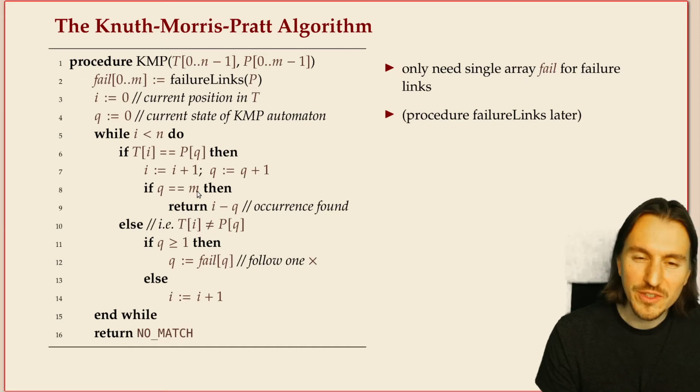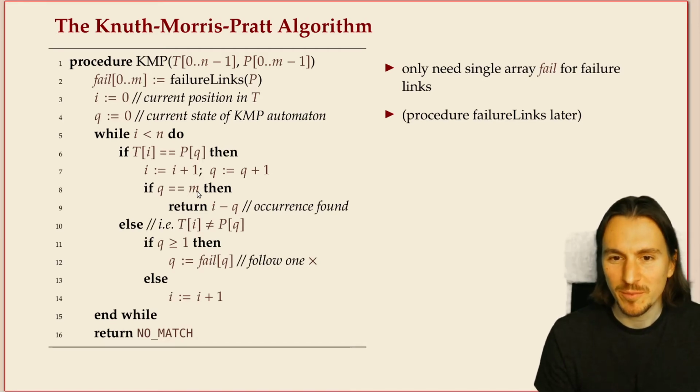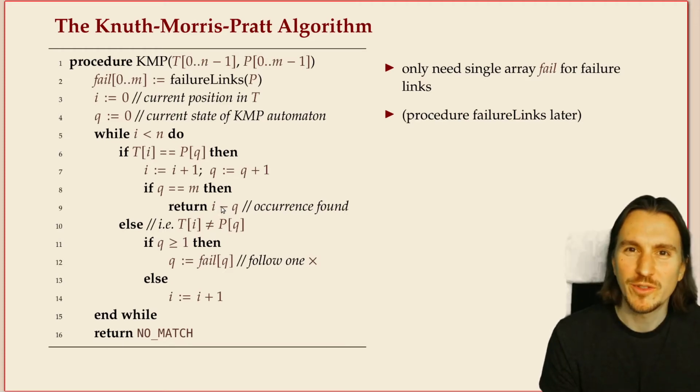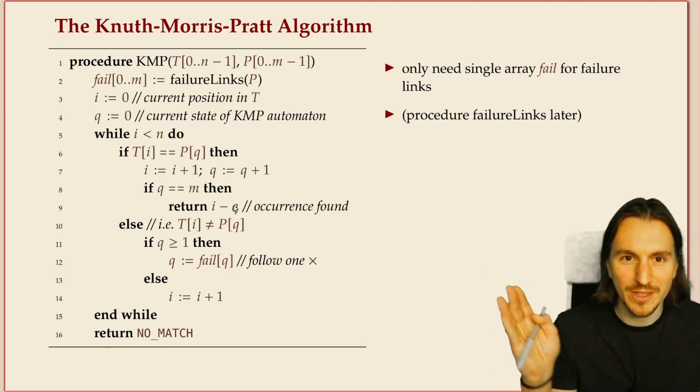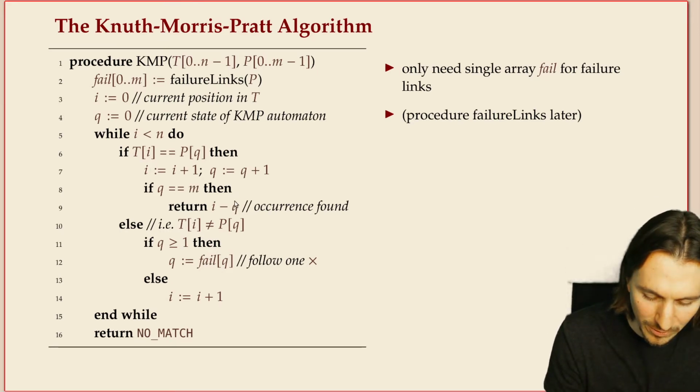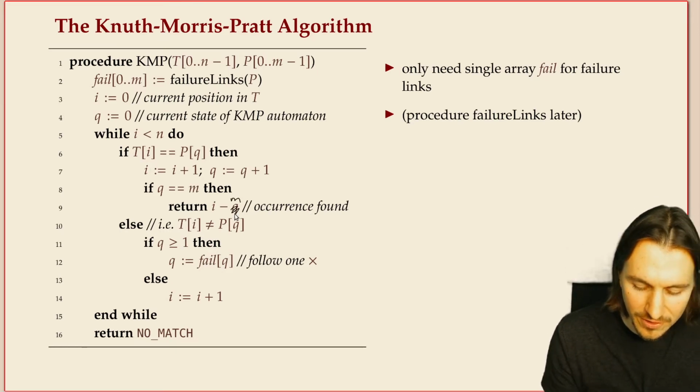If we end up in state M, that's the accepting state, then we can return the occurrence we found. And because I is the current position in the text, we have to go back by the length of the pattern. So this could also be written as I minus M, maybe more intuitive.